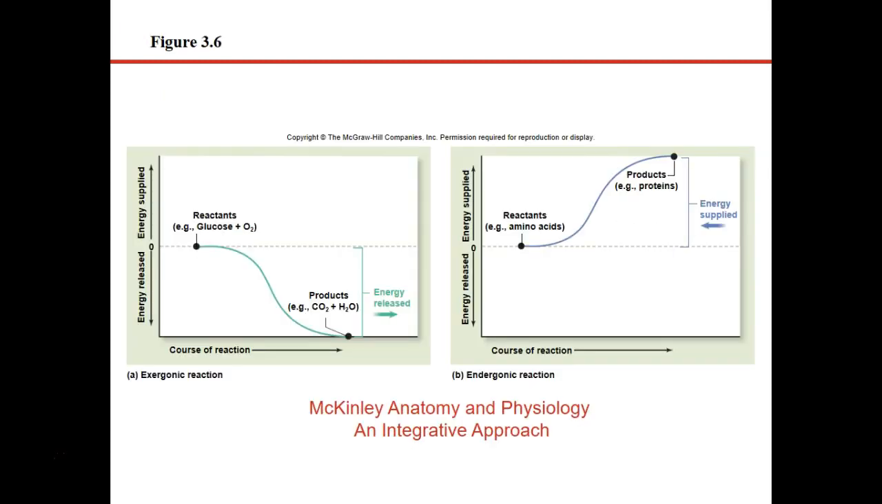This is a figure from my McKinley Anatomy and Physiology textbook, but I like it because it does show here are the reactants, here are the products. So in this case, we have an exergonic reaction. We have more free energy, more energy, in the glucose molecule up here than in the products. And because of that, we're releasing the energy.